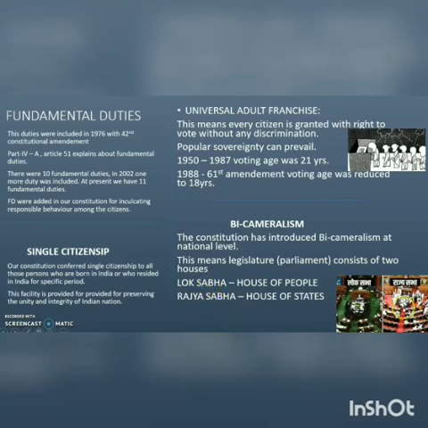Lok Sabha is where the members are elected directly by the people. That's why we call it the House of the People. In Rajya Sabha, the members are indirectly elected by the states. That's why we call it the House of States. So, you should be able to understand the bicameral legislature.